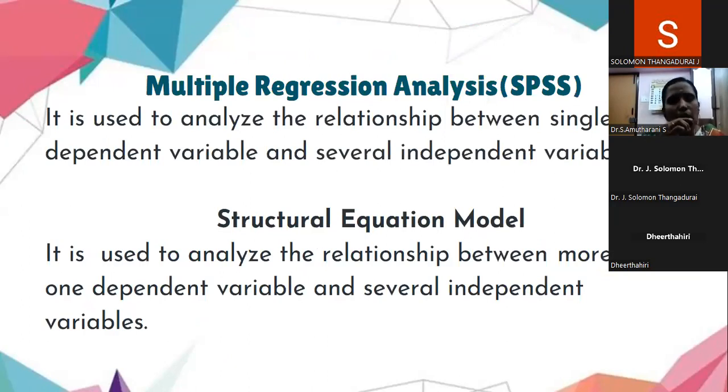Actually, SEM is used to find the relationship in multi-regression analysis. Let us know the basic difference between multiple regression analysis using SPSS and the structural equation model, that is SEM. In SPSS, we can find the relationship between one dependent variable and more than one independent variable. But in structural equation model, you can find the relationship between more than one dependent variable and several independent variables.